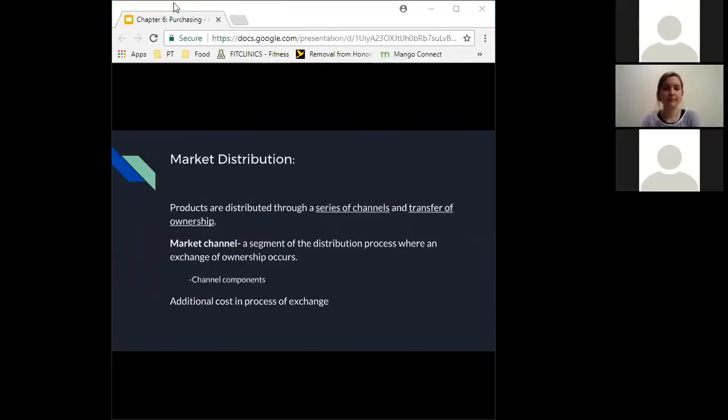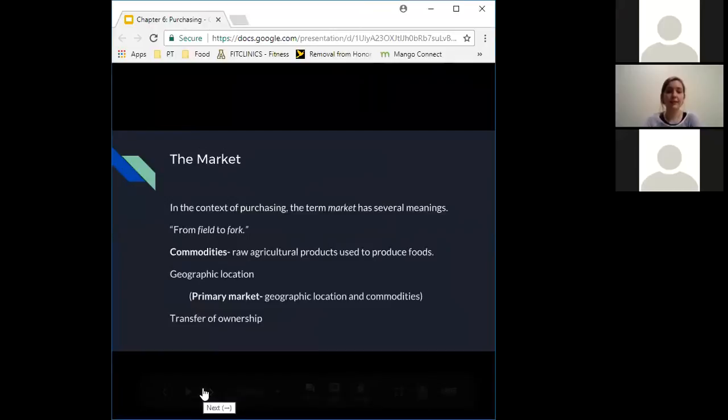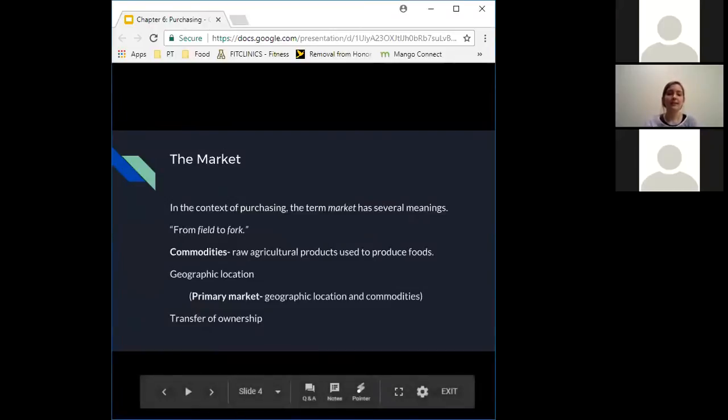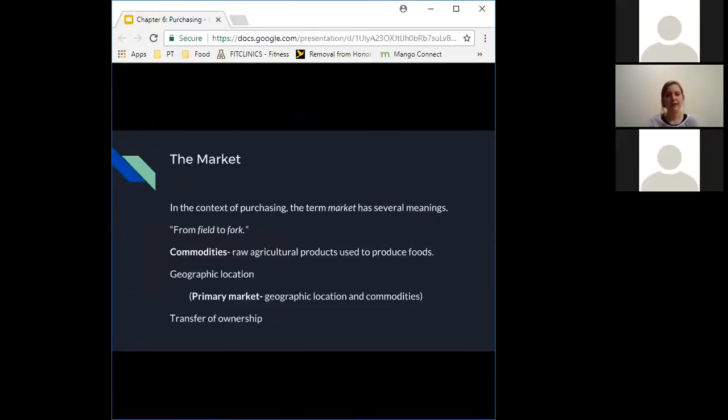The market. The term market has several meanings. It refers to several concepts related to the products available for purchase and the processes involved in moving them from the original source of supply to the point of service. Sometimes the term market is used in reference to commodities, which are the raw agricultural products used to produce foods. An example: meat, grain, and milk markets. Markets can also refer to the geographic locations of the growing or production regions of food sources. Commodities and geographic location are collectively referred to as the primary market.